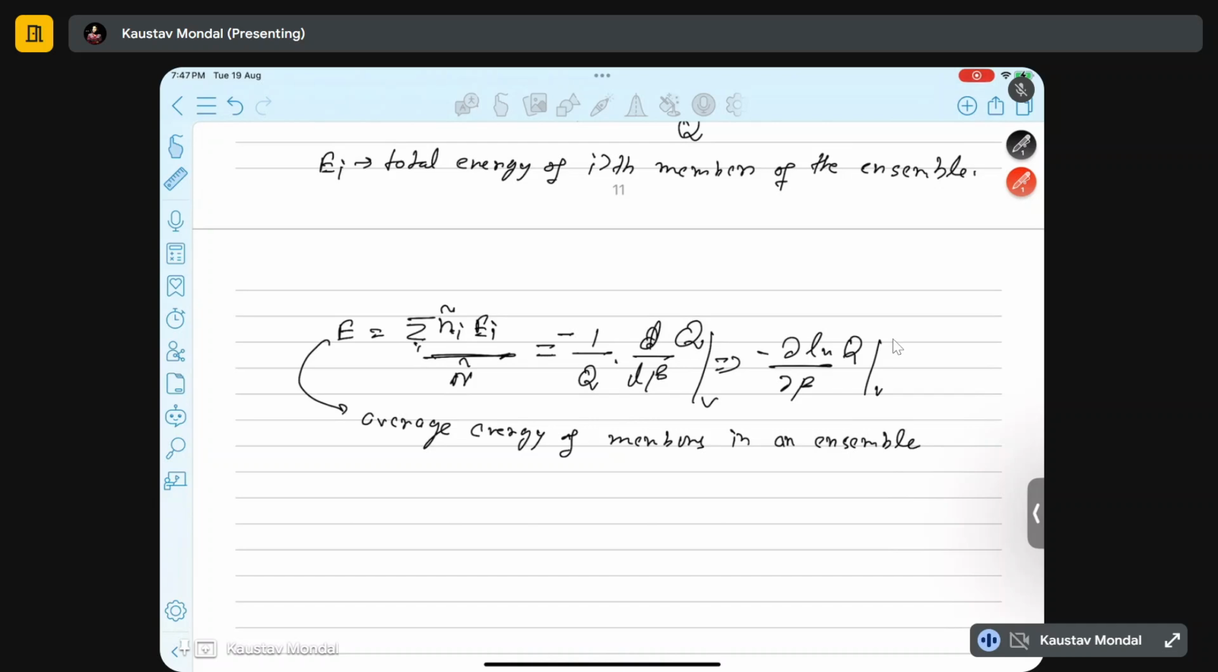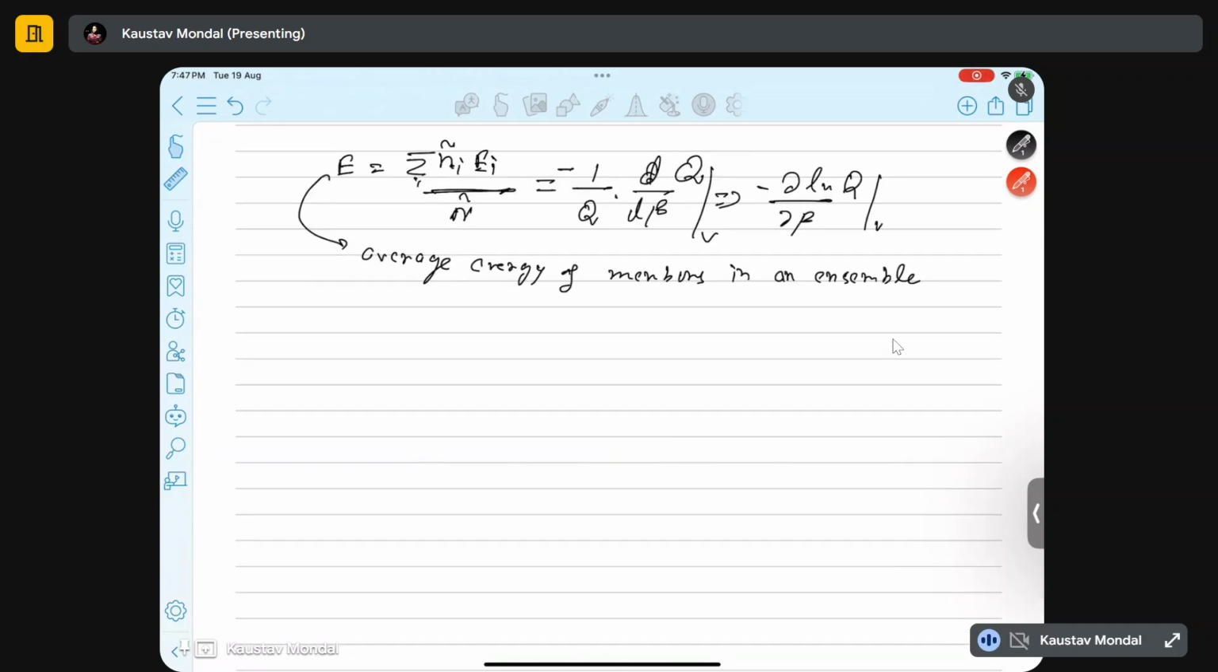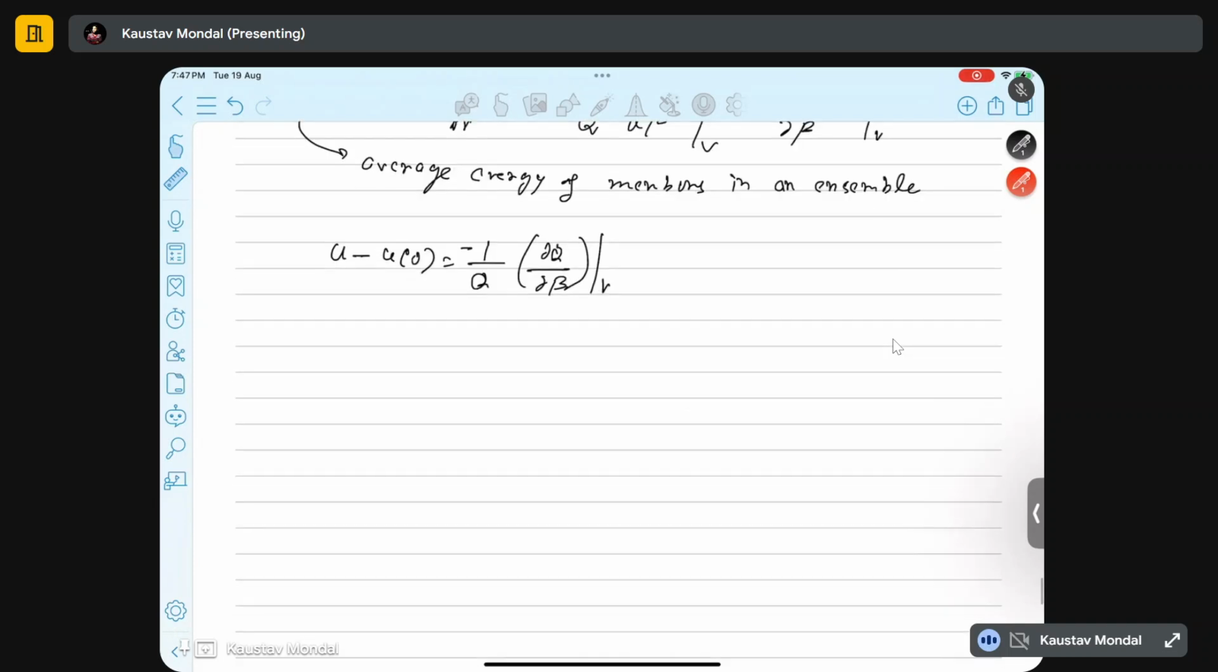Next comes the internal energy. Okay. Internal energy we have already derived. If you put this thing into the perspective of internal energy, this gives you 1 by Q del beta at constant volume. So this is it. Next thing, similarly, you can calculate the entropy. So the entropy would look like this, like the previous entropy expression. So we can actually calculate.